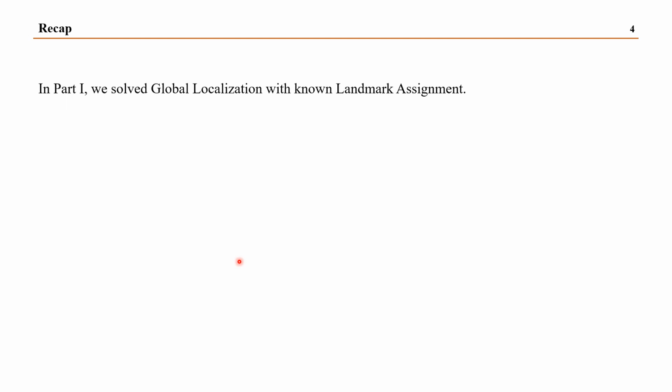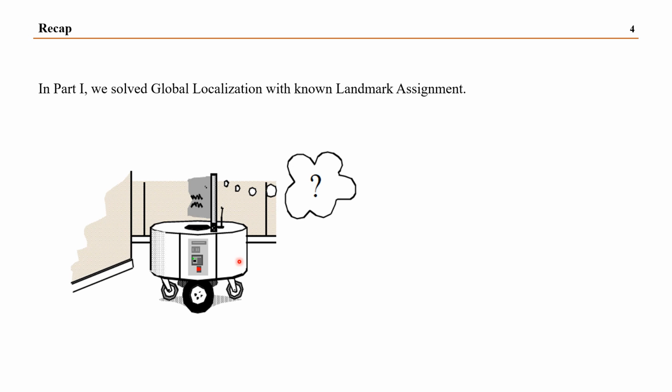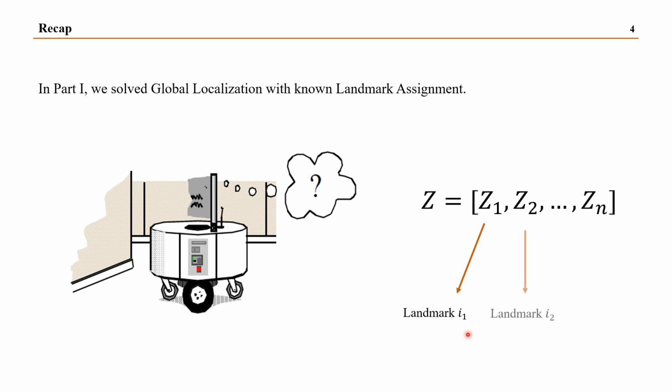Now I'm going to give a recap of what we did in part 1. So basically in part 1, we actually solved the global localization problem, but with known landmark assignments. So we were able to let the robot localize itself in a known map, but we also assumed that given the measurement matrix at any time instant, we were able to tell that measurement Z1 was, for example, coming from landmark I1, measurement Z2 was coming from landmark I2, and measurement Zn came from landmark In. So we basically assumed that each landmark had a certain unique identifier that we were able to pick up while we were doing the measurements.